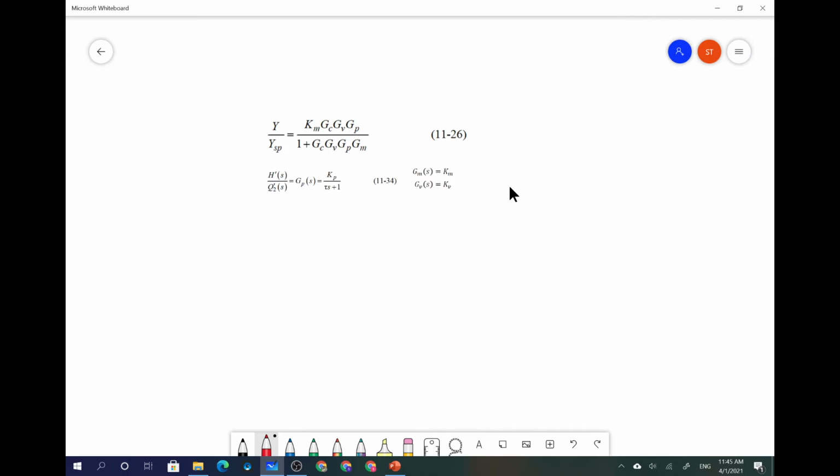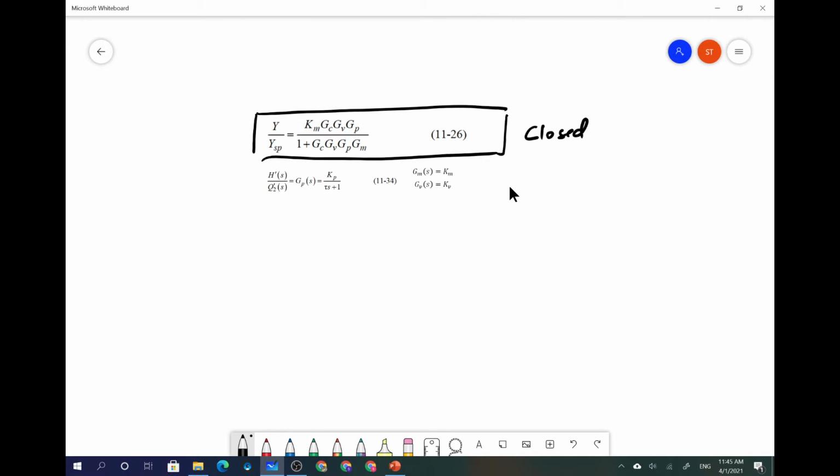Okay, so what we have here is the closed loop transfer function for set point change. I don't like to write everything. You can write it by yourself. I just want to show you how.